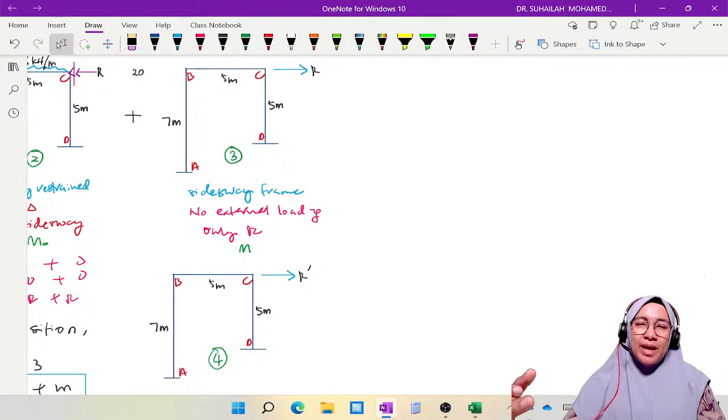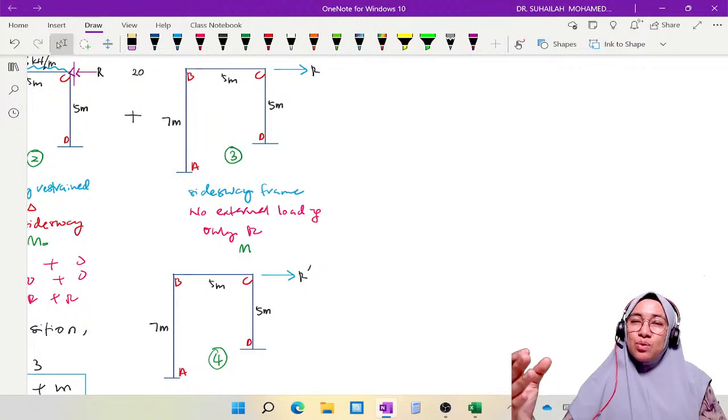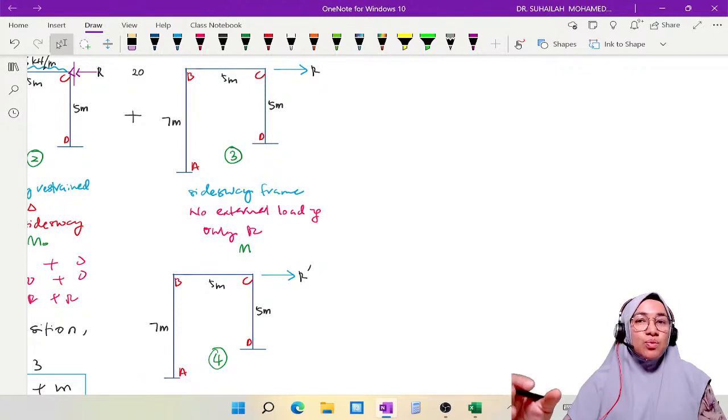Remember that we have two tables. The first table is for non-sway frame. The second table is for side sway frame. In side sway frame analysis, we have two tables. Table number 1 is to analyze non-sway frame, and table number 2 is to analyze side sway frame. Table number 1 is to analyze external loading only, so the FEM in the table we calculate based on external loading. And for table number 2, we focus on side sway frame.